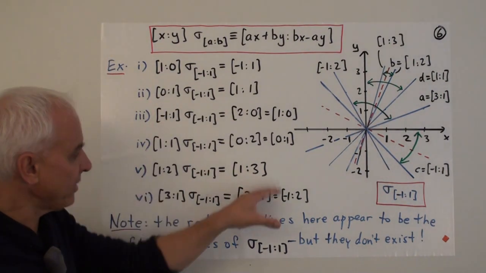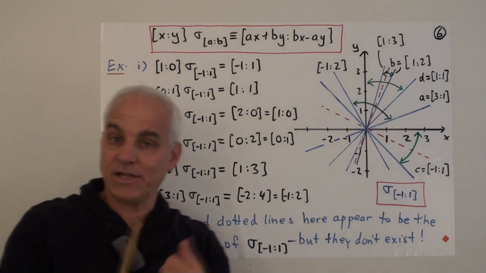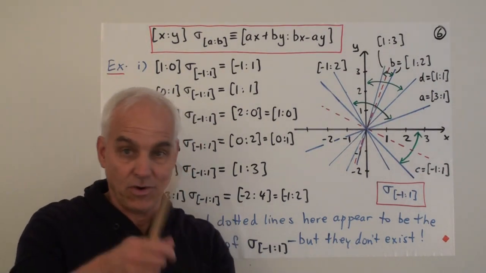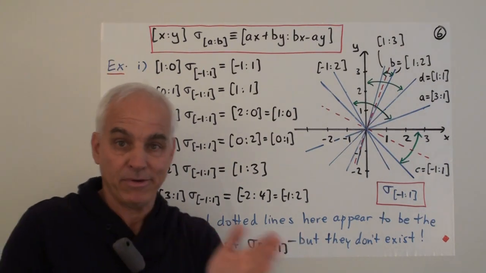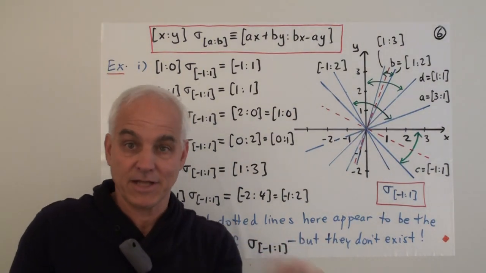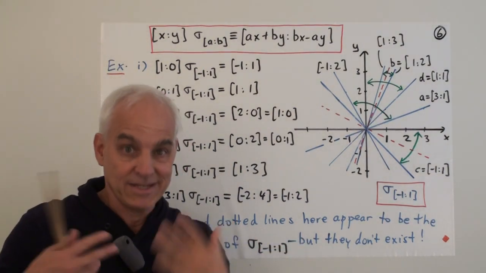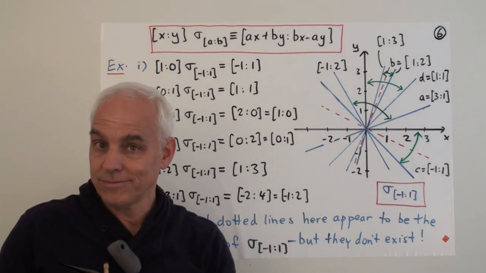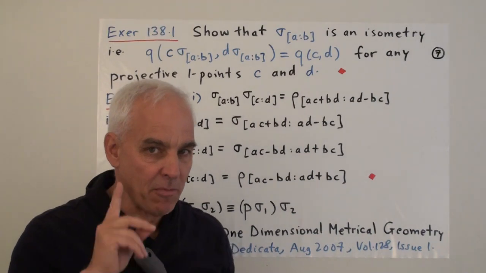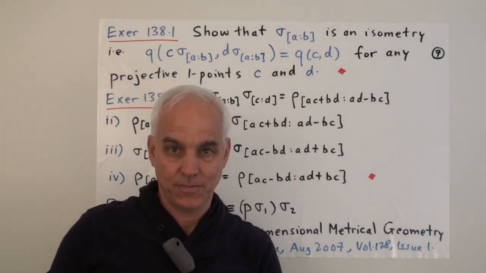All right, so please check these computations and make a few computations of your own. It's very easy. You just draw some lines and you apply the formula and you see what happens to the reflections of various lines. You get a good sense of what these reflections do. Okay, so now we have some important exercises for you to do.